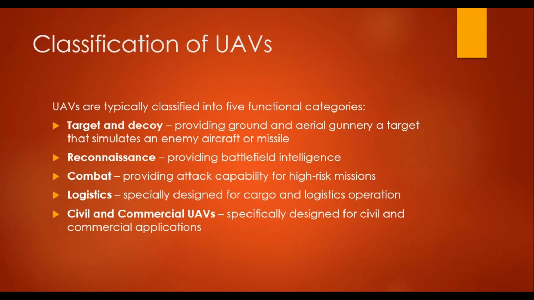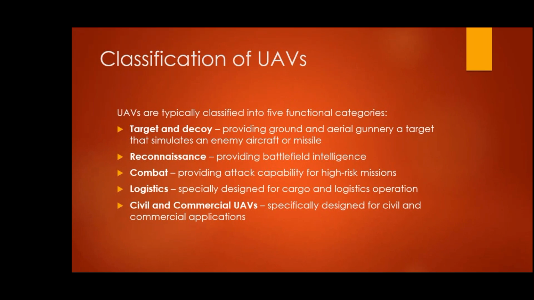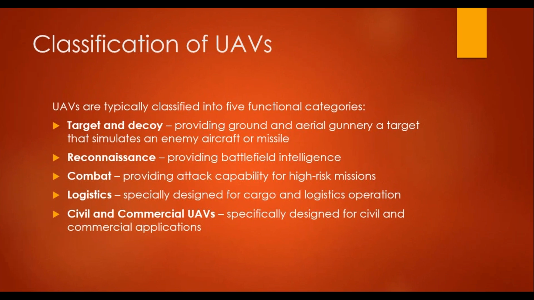Reconnaissance drones provide battlefield intelligence. Some records have been made for intelligence during the war. We use such drones basically for surveillance or for the intelligence itself. Combat drones are also available, which provide attack capability for high-risk missions and can carry the payloads of heavyweight missiles. These are combat unmanned aircraft basically. And some are also used for logistics, specially designed for cargo and logistic operations.